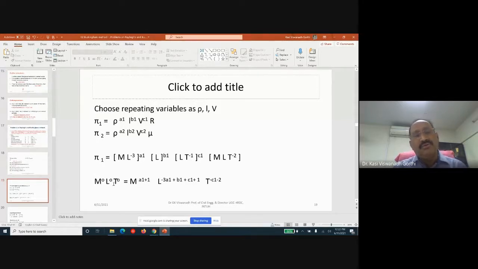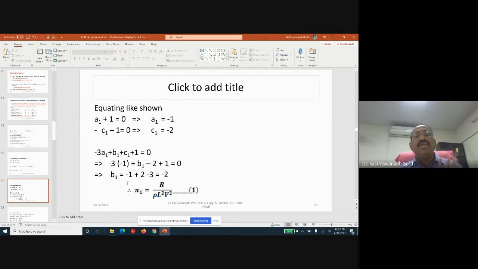So A1 plus 1 is equal to 0. One equation is formed. Minus 3A1 plus B1 plus C1 plus 1 is equal to 0. Second equation is formed. Minus C1 minus C2 minus 2 is equal to 0. Third equation is formed. So you have three equations, and you have to solve these three equations because you have three variables, A1, B1, C1.